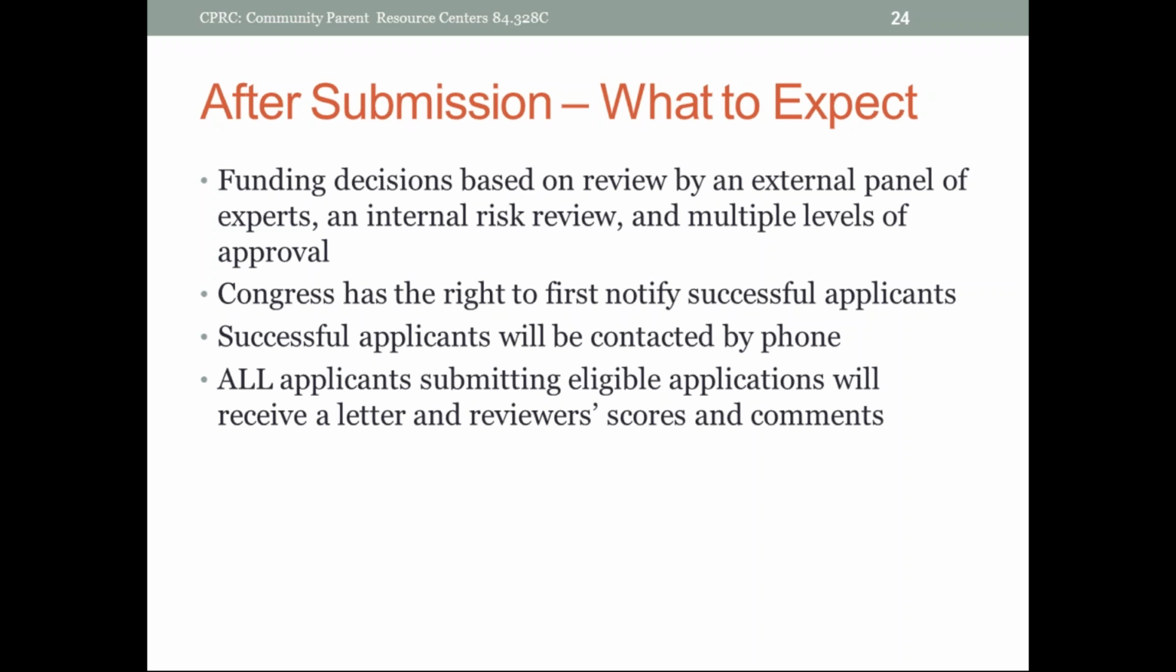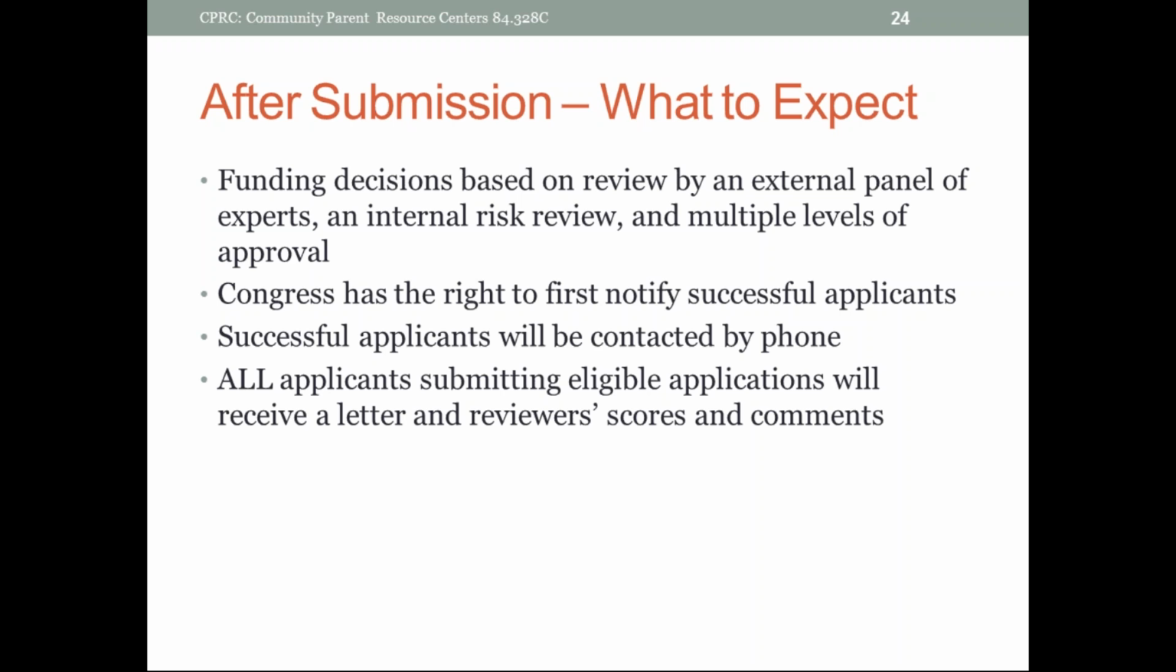Once we know which of the 30 that we intend to fund, your congressman has the right to notify you first. So what we do is we send over a list of who we intend to fund over to their respective congressional offices, and then congressional offices have anywhere between 3 to 5 business days to get in contact with the organization and contact people who will be funded to let them know that they will be funded. So in that period of time, nobody can say anything because it's their right to notify you first.